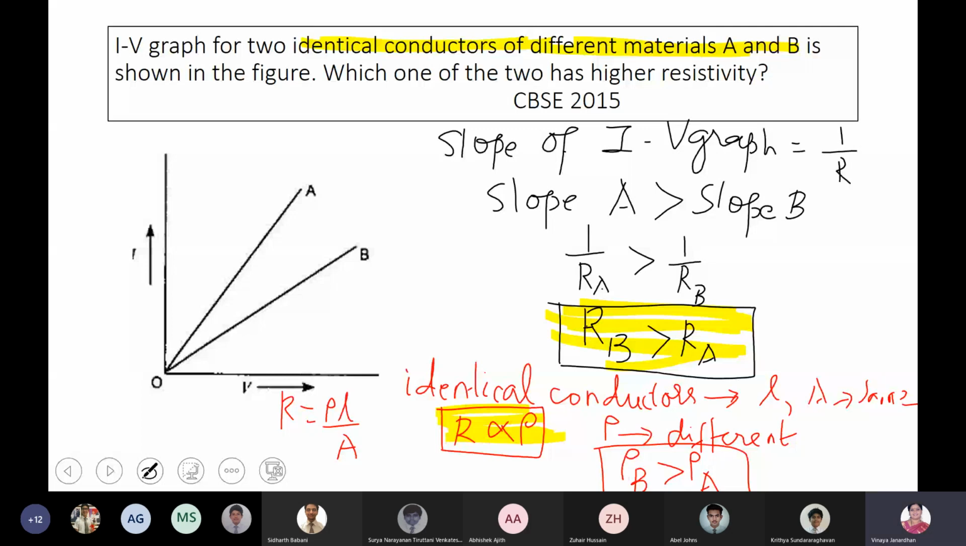For identical conductors, L and A are the same. Ma'am, in the graph, what is on the y-axis? Y-axis is current. Okay, ma'am. All graph-based questions are very important.